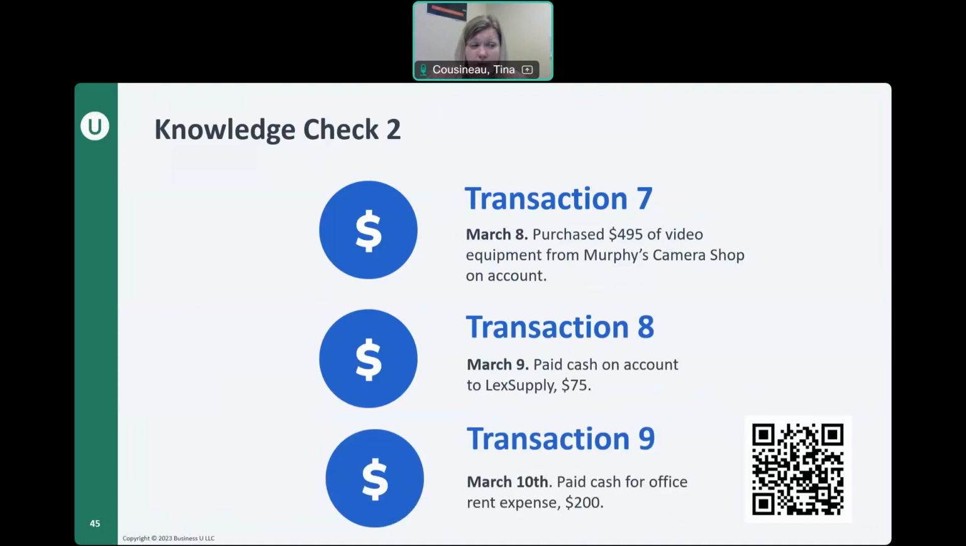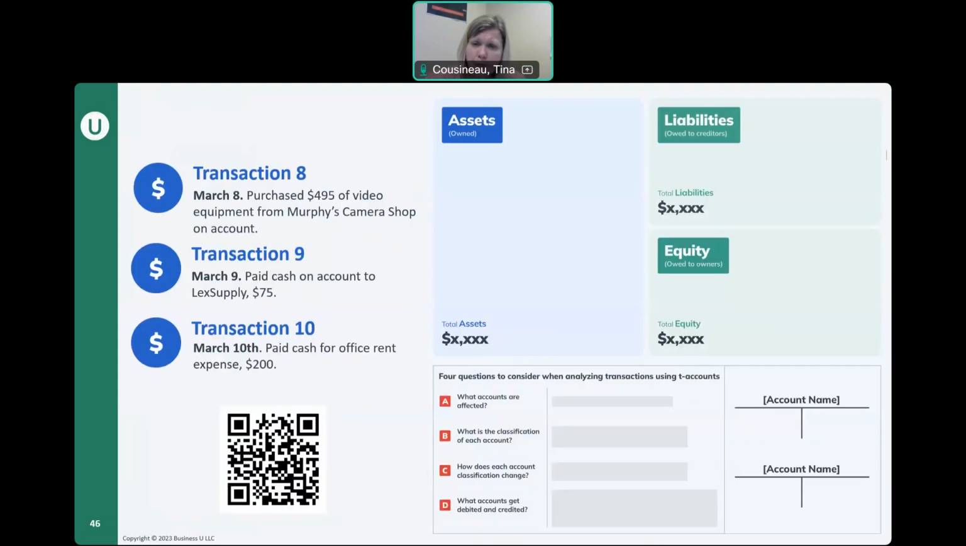If you need to pause the video, go ahead and do that. You want to take those 3 transactions and put them into this accounting equation or this grid that we've been looking at, where our assets equal our liabilities plus our owner's equity.